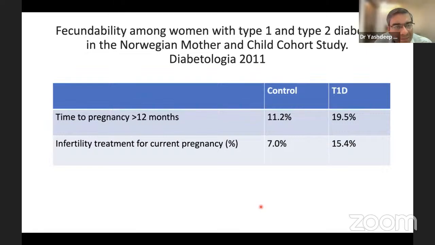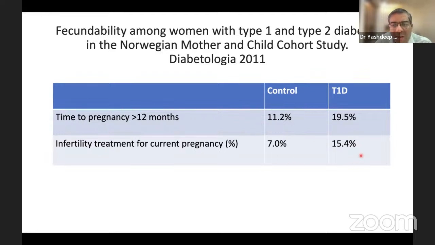If we translate the data into clinical indicators, what is called the time to pregnancy of more than 12 months is when the woman starts planning pregnancy and is having unprotected intercourse. Even after adequate intercourse, a time to pregnancy of more than 12 months is seen in 20% of women with type 1 diabetes compared to the control figure of 11.2%. And most of the women then have to seek infertility treatment to achieve pregnancy, which is nearly two times compared to the control arm, which is 15.4% compared to 7%.